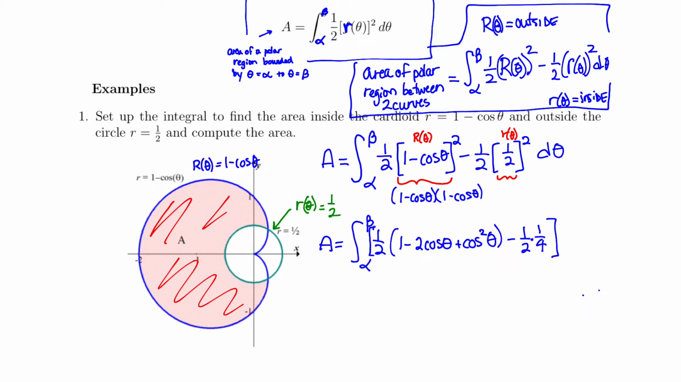So I think let me go one more step before I look for my limits. And let me distribute. And that's going to give me 1/2 minus cosine theta, beautiful, plus 1/2 cosine squared theta minus 1/8.